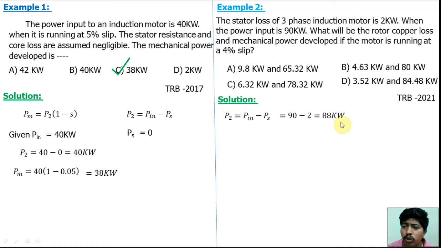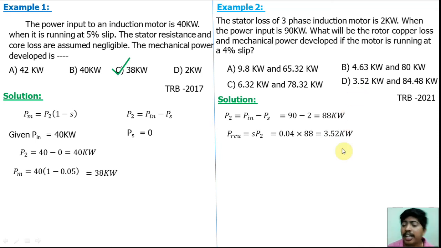We know the relations for rotor copper loss. Here friction and windage loss is not given, so friction and windage loss will be considered as 0. So we know the relation between the rotor copper loss and rotor input: PRCU is equal to S into P2, because friction and windage loss is considered as 0. Substitute the P2 value and the slip value. Slip value is given as 4%. So PRCU is equal to 0.04 into 88. We will get rotor copper loss value as 3.52. Here option D is correct.